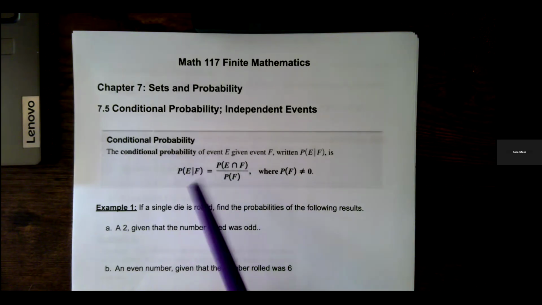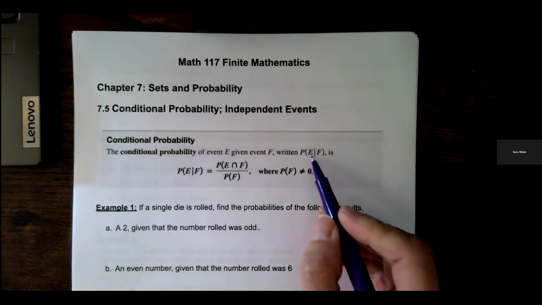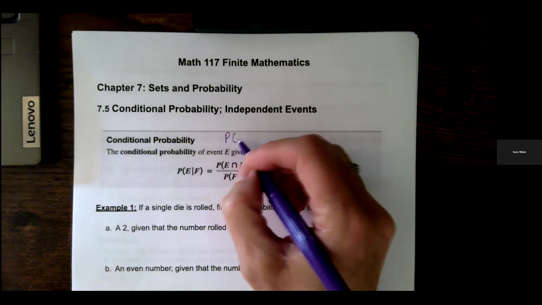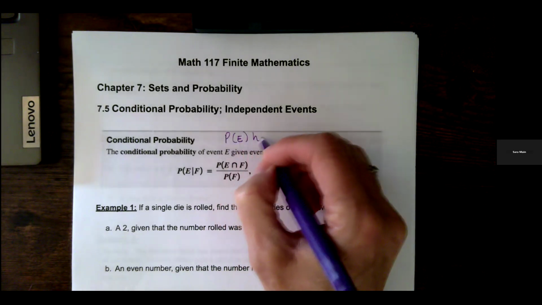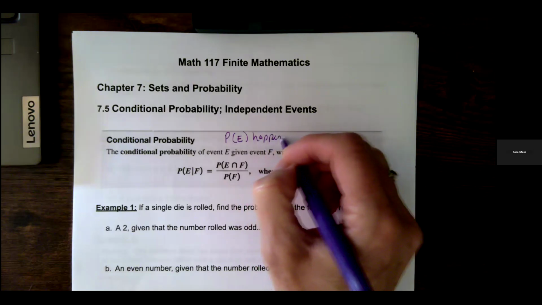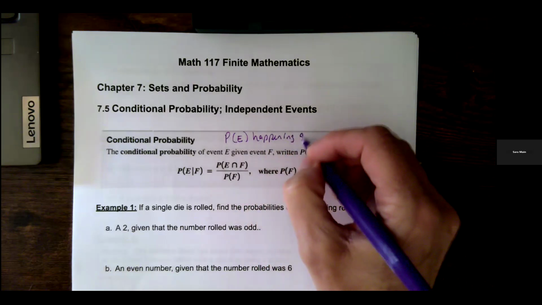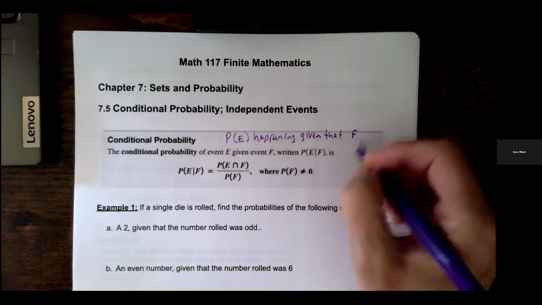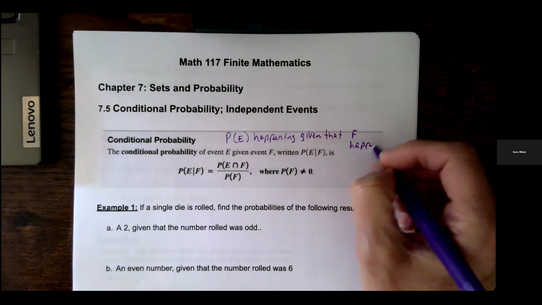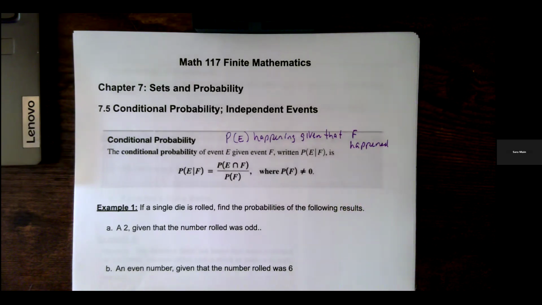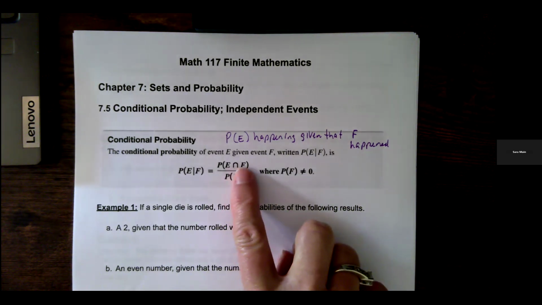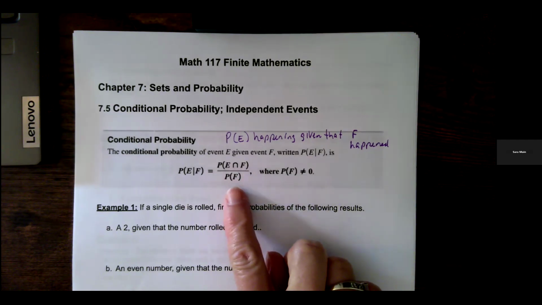Conditional probability is the probability that an event E happens given F already happened. So the probability of E happening given that F happened. Okay, that's how that's read. And we can find that if we know the intersection of E and F, and if we know the probability of F.